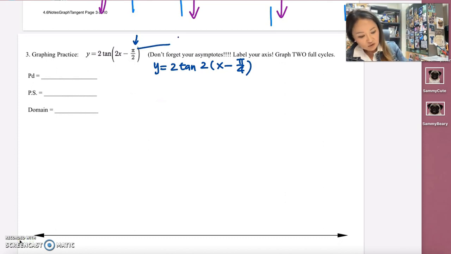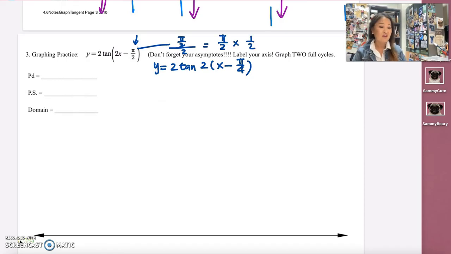But in case you don't know how to do that, you just go pi over 2 divided by 2, because you'll have to multiply in the 2 later, right? So essentially, that's going to be pi over 2 times 1 over 2, because you're multiplying by the reciprocal when you're dividing fractions. And that's how I got this equation here.